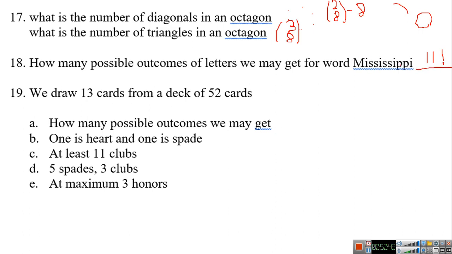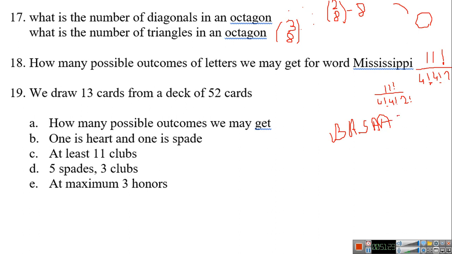How many M do you have? Only 1 M. How many I? 1, 2, 3, 4. You divide by the repetition in factorial. How many S? 1, 2, 3, 4, so 4 factorial. How many P do you have? 2 factorial. So the answer will be 11 factorial over 4 factorial, 4 factorial, 2 factorial.